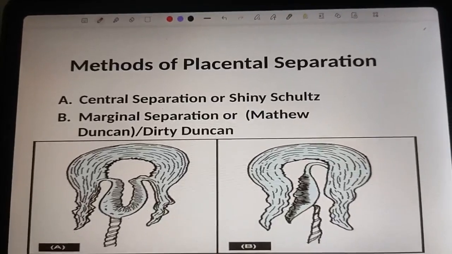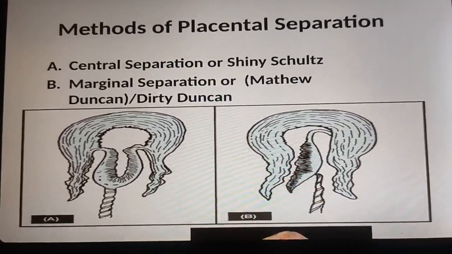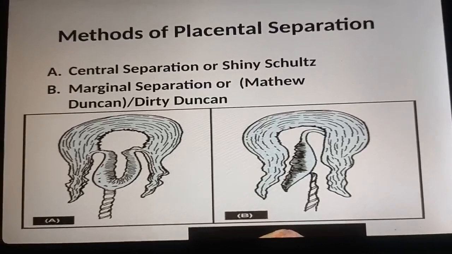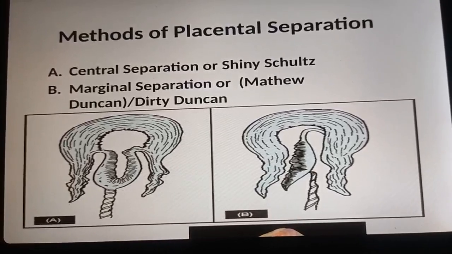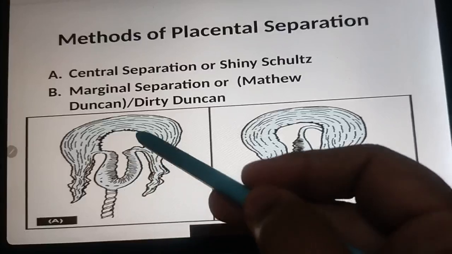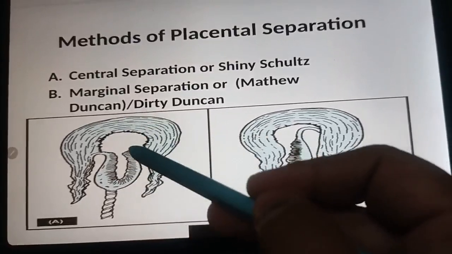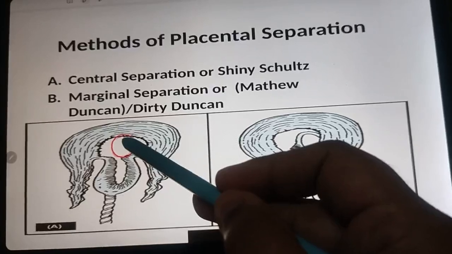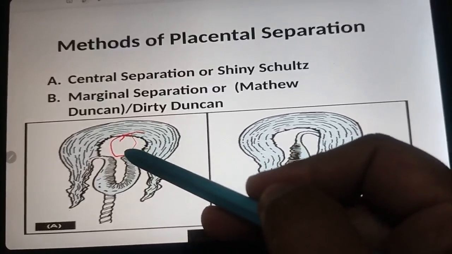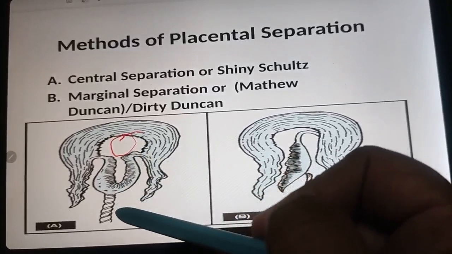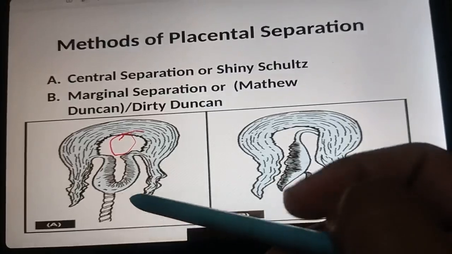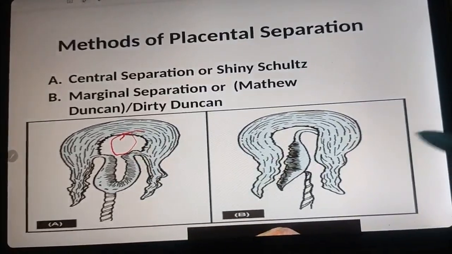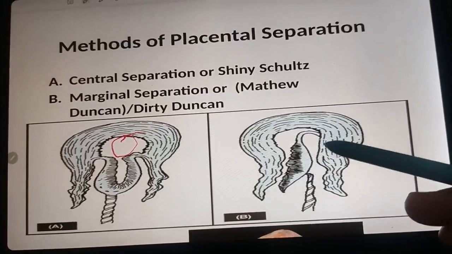Now we have the next topic, methods of placental separation. There are two types, the Schultze method and the Duncan method. The Schultze method has central separation of the placenta, as shown here. There is central separation of the placenta first, and a retroplacental clot is formed. Bleeding will be less, and bleeding is visible when the entire placenta separates. This blood is shiny fetal blood.